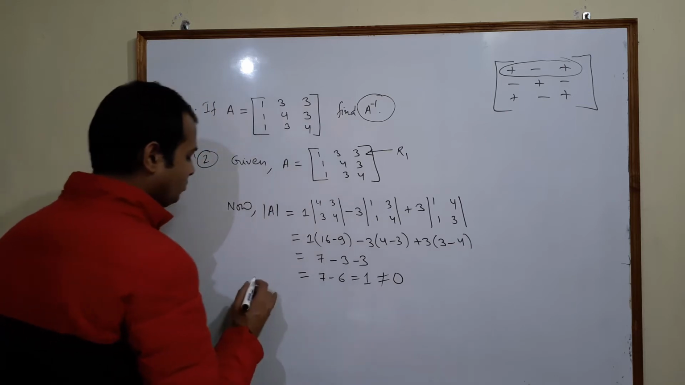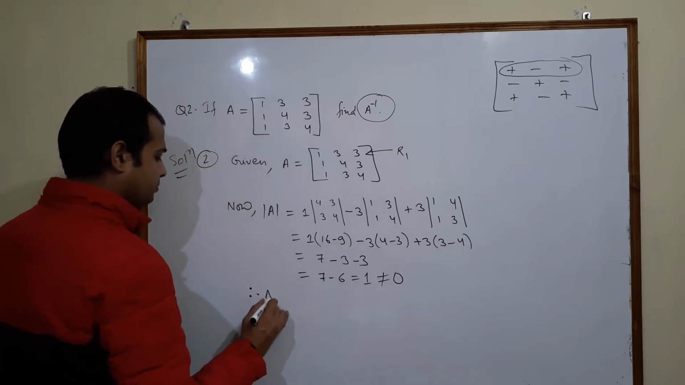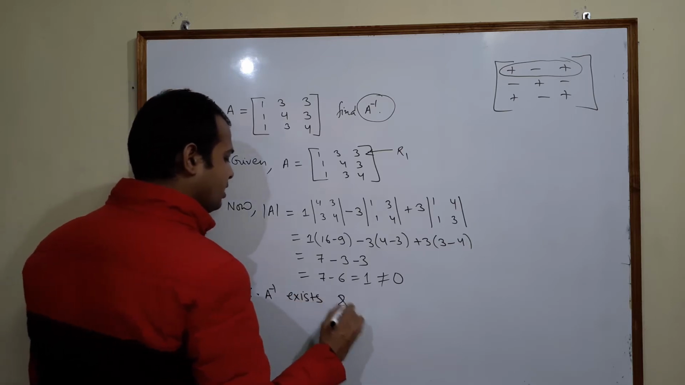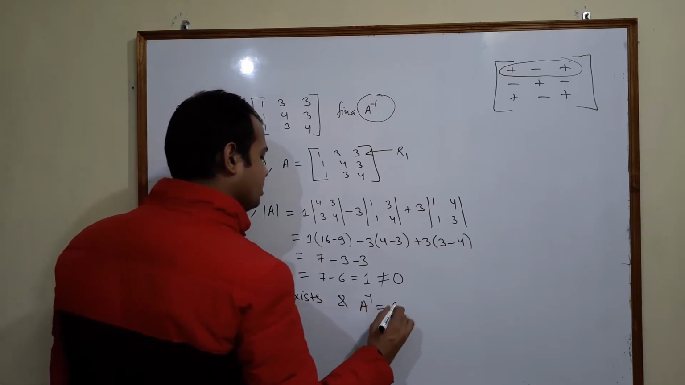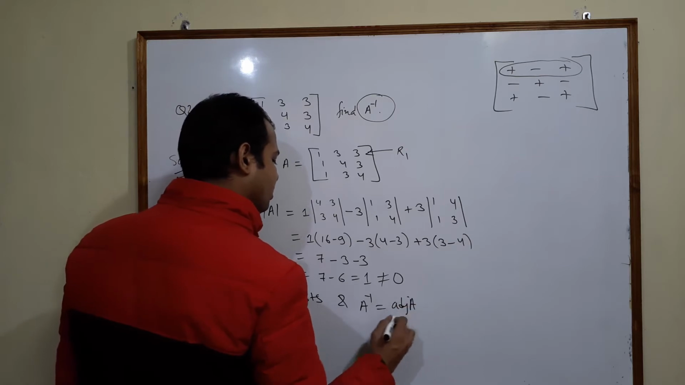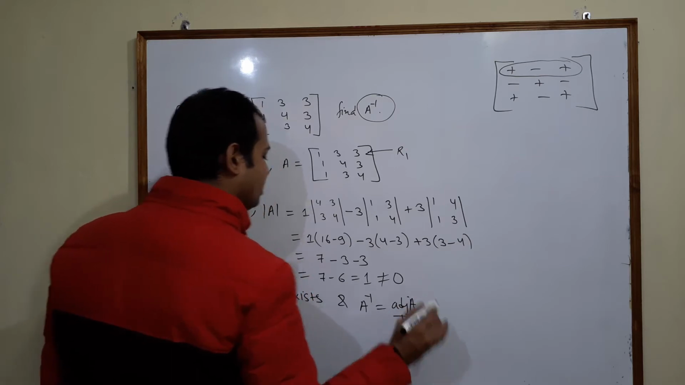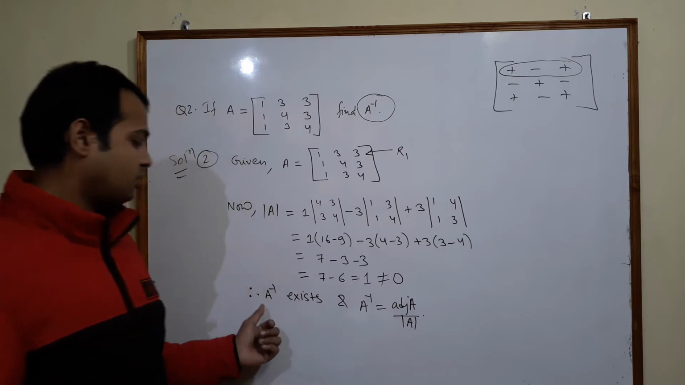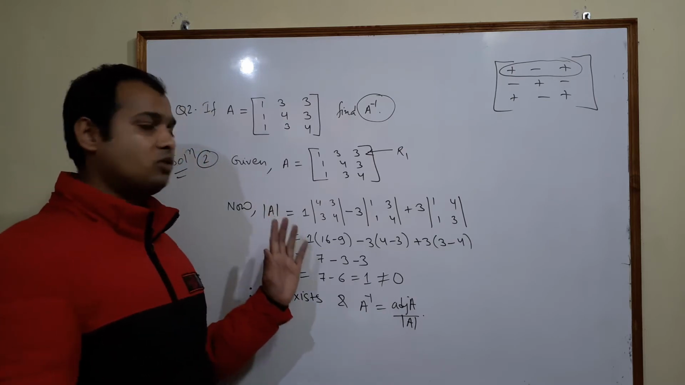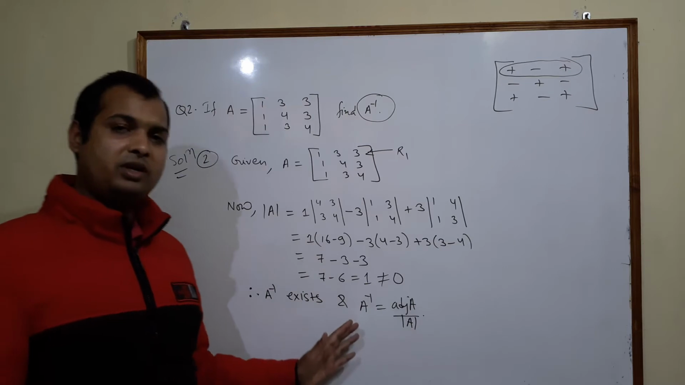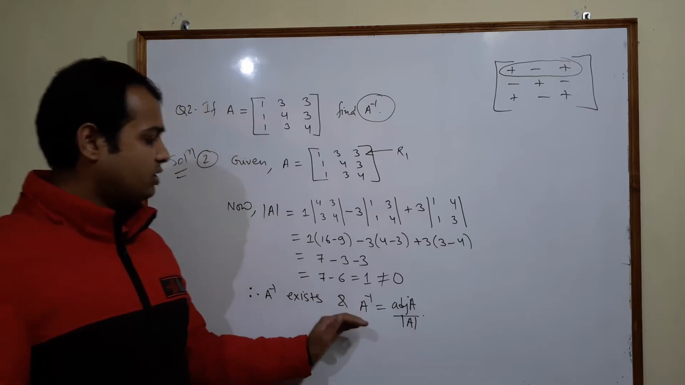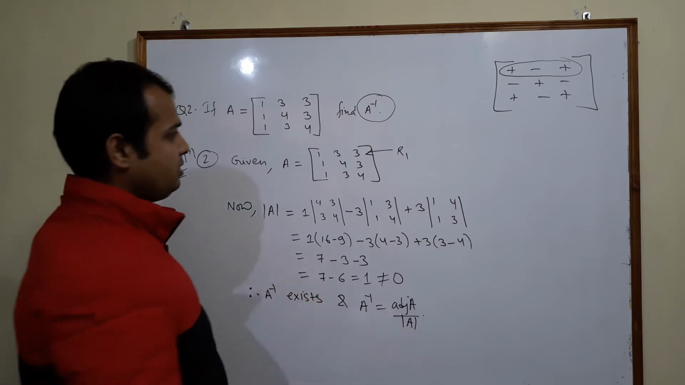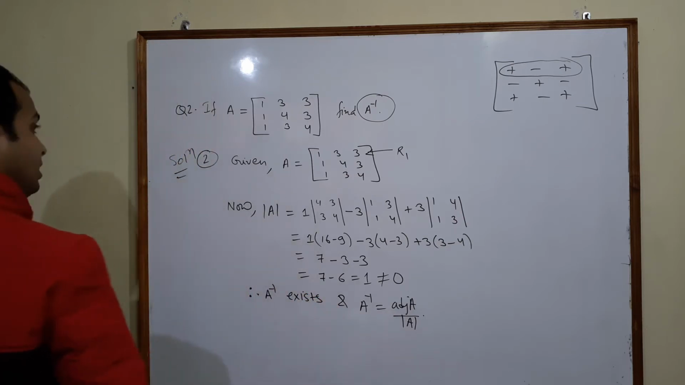Okay, therefore A inverse exists and your A inverse is given as adjoint of A upon determinant of A. Okay, so we got to use this formula now because the given matrix is non-singular, so obviously there would be a unique inverse for this. Now we got to find adjoint of A. So let us find the adjoint of A.